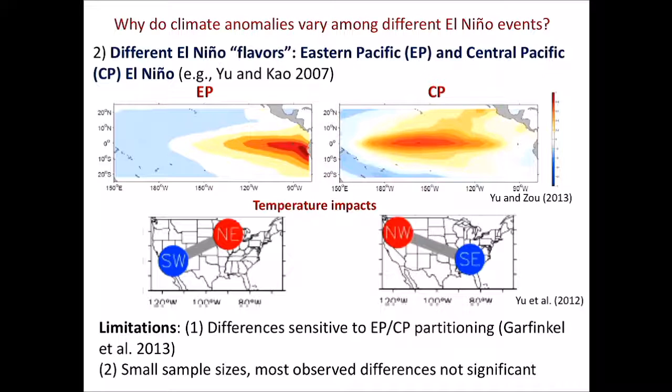So first of all, there's no single way to define Eastern Pacific versus Central Pacific El Nino. In reality, there's really a continuum of EP-like and CP-like patterns. So how you partition is up for debate, and these differences are sensitive to exactly how we partition Eastern Pacific versus Central Pacific. And the other issue is that when we're partitioning historical events over the last 60, 70 years, we have small sample sizes, and we find that most of these observed differences are not statistically significant.